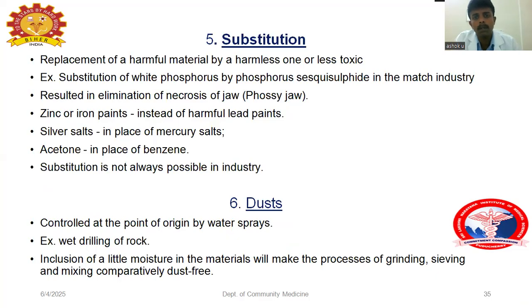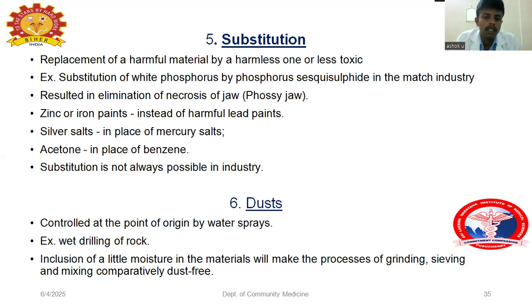Then we have something called substitution, where there is the replacement of a harmful material by a harmless or a less toxic one. An example is the substitution of white phosphorus by phosphorus sesquisulfide in the match industry, which resulted in the elimination of necrosis of the jaw, called phossy jaw. Other examples are the use of zinc or iron paints instead of harmful lead paints, silver salts in place of mercury salts, and acetone in place of benzene. Substitution is not always possible in industry.